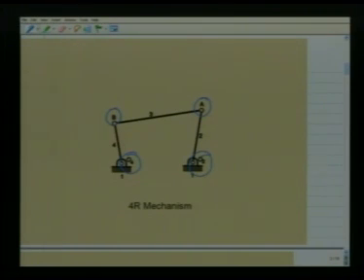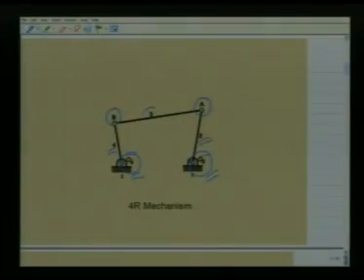These two hinges at O2 and O4, which are connected to the fixed link, are called fixed pivots, and the revolute pairs at A and B are referred to as moving hinges. Link number 2 and link number 4, which are connected to the fixed link, are normally used as the input and output link. And link number 3, which connects links 2 and 4, is called the coupler, which is the motion transfer link between 2 and 4.